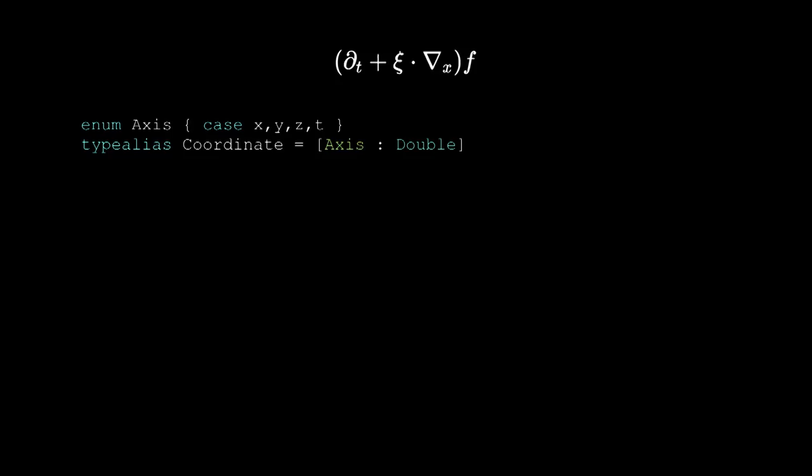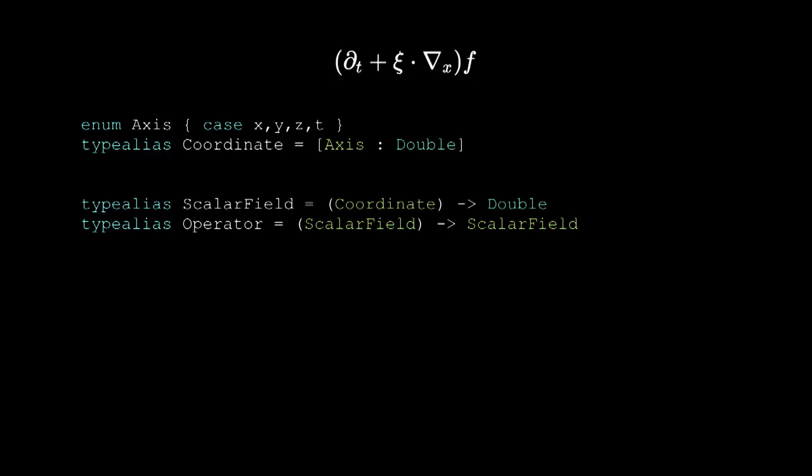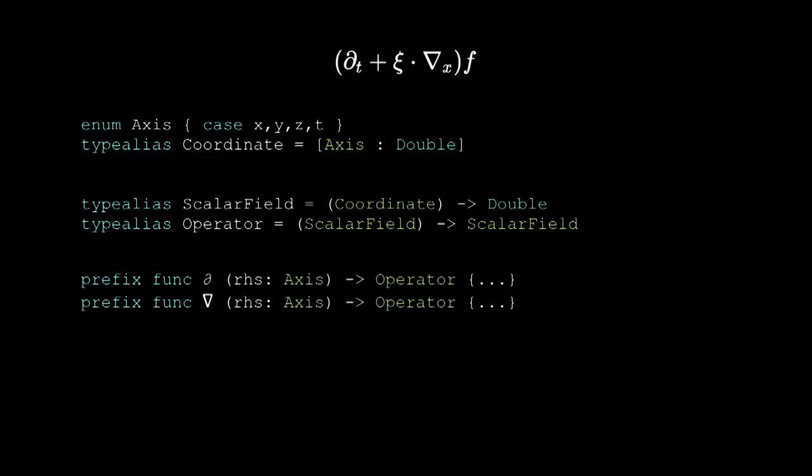So we have this equation, and there are many different ways to attack this problem. Here I'm going to make an enum called axis, which has four cases: x, y, z, and time. And I'm going to make a type alias for my coordinate, which simply associates a double with each axis. So this is a cute way of getting a coordinate. And here are our two type aliases. And lastly, that curly function is a partial differential function that takes one of the axes that you give it and produces an operator. So here we're even going one step further with our functional programming. And same with this gradient function that takes an axis and returns an operator.